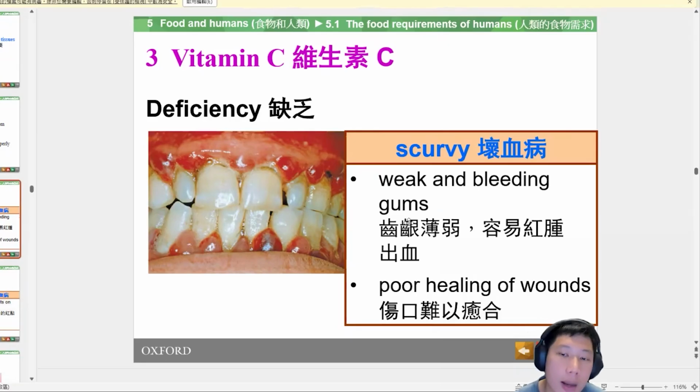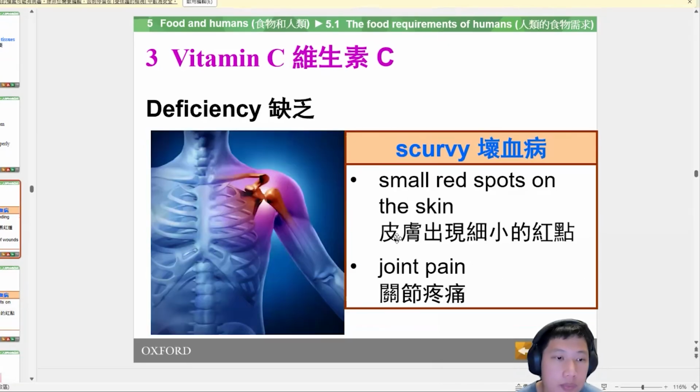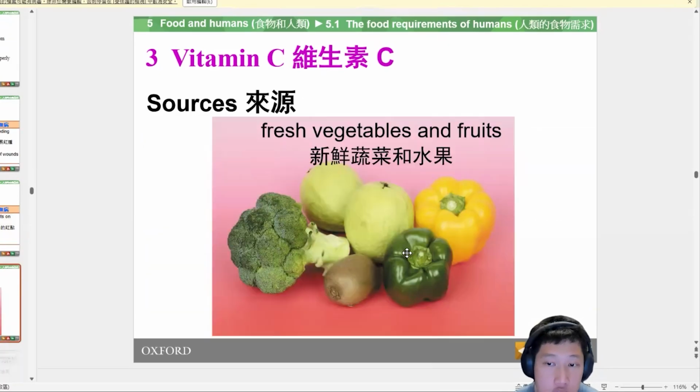Apart from that, it will cause us to have poor wound healing. So in this case, our wounds can be difficult to heal. Then apart from that, we may also form some red spots on the skin and we may have some joint pain.